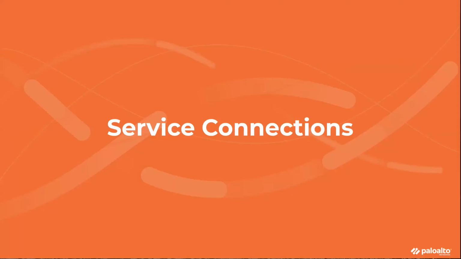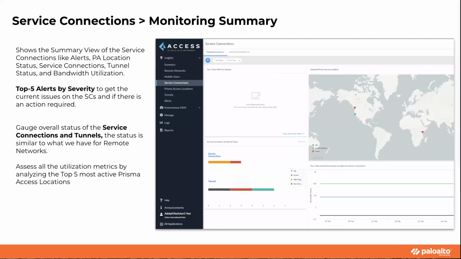The next dashboard we have is the service connection dashboard. This tab gives you an overview of the health of the service connection. You can get the status of your service connection, such as alerts, status of Prisma Access locations, tunnels, and bandwidth utilization. Similar to mobile users and remote networks, the summary dashboard provides you information on the top 5 open alerts by severity, the Prisma Access locations where you have deployed your service connections, and the tunnel status. This widget shows you the total number of service connections and the tunnels that are associated with it.